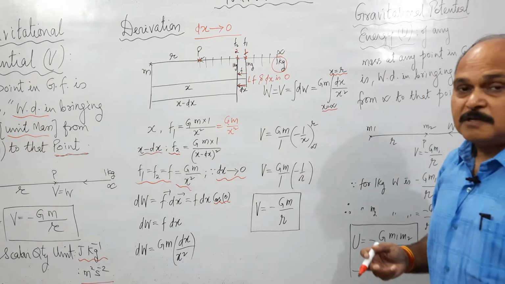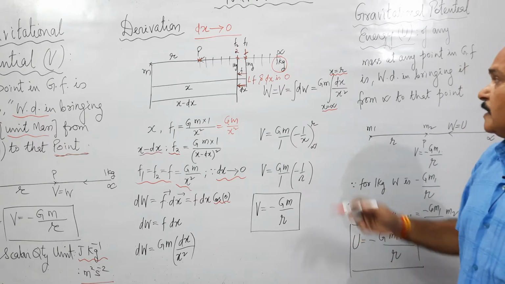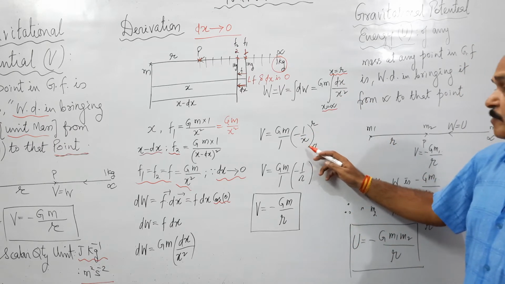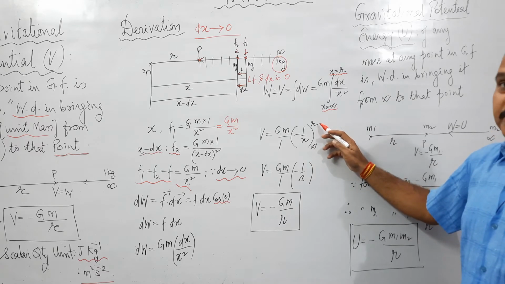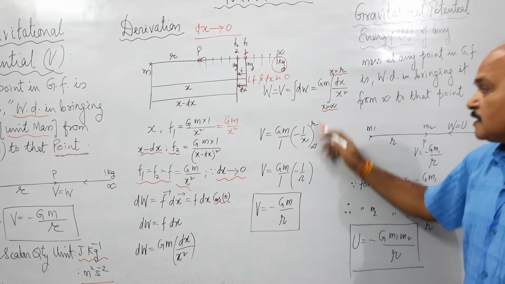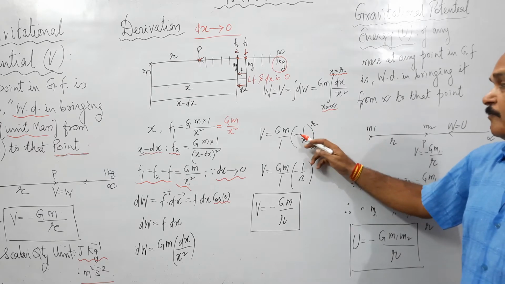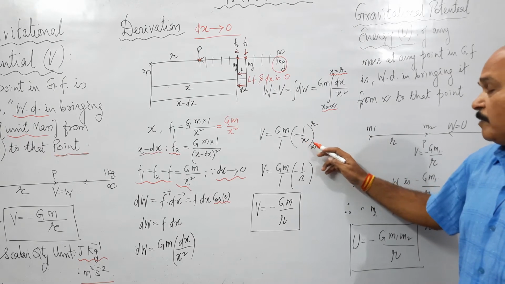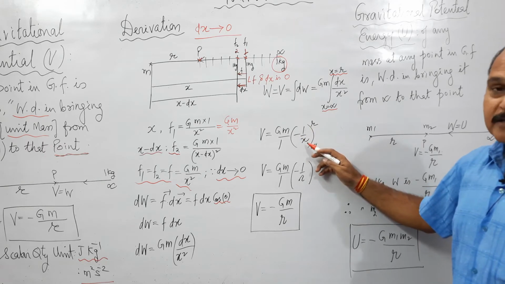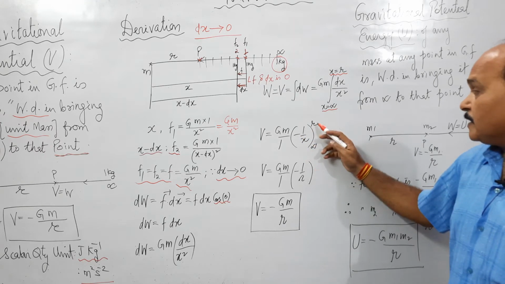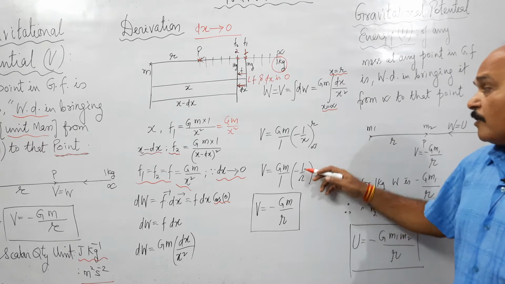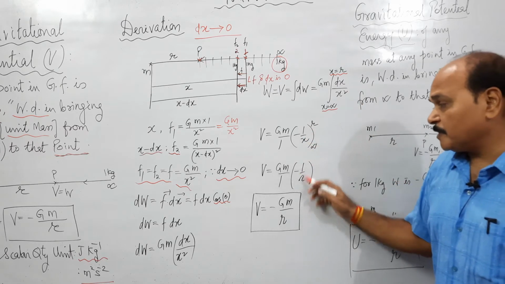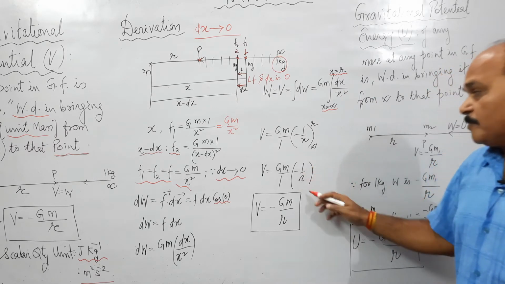Integration, you know, is a type of addition. Well, integration of dx upon x square would be minus 1 upon x. Limit is infinity to r. If we solve this limit, what do we get? The value of the function for the upper limit is minus 1 upon r. For the lower limit, the value is minus 1 upon infinity, that is 0. So minus 1 upon r minus 0 is minus 1 upon r.